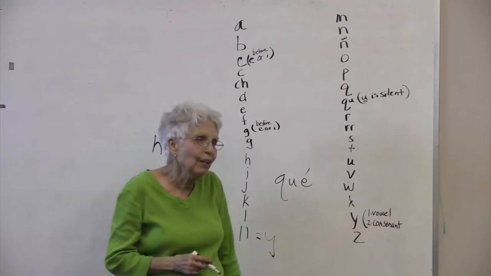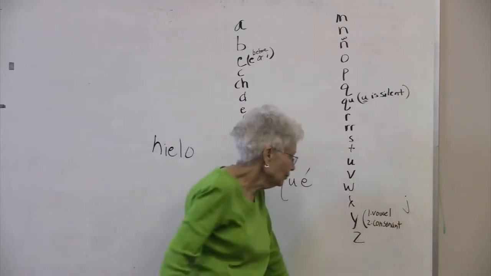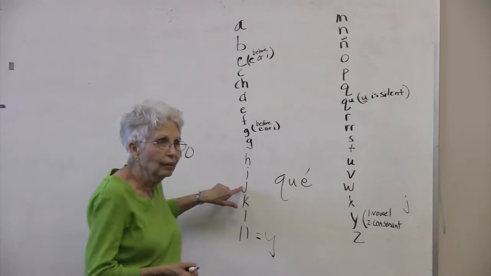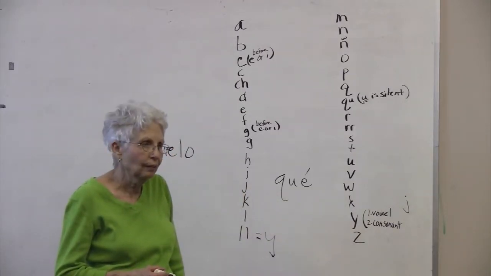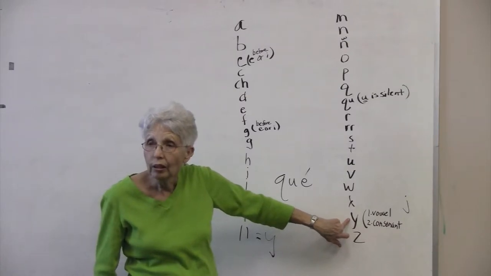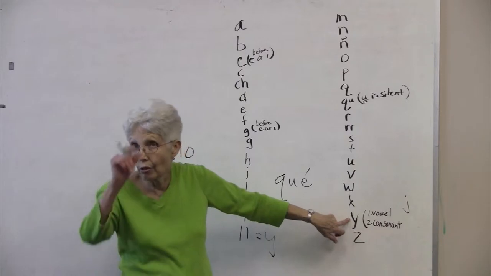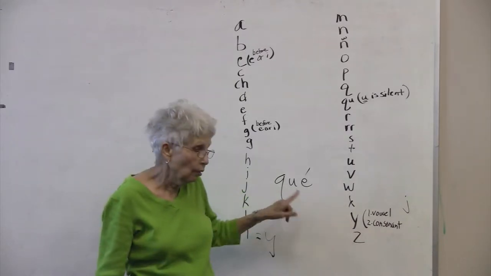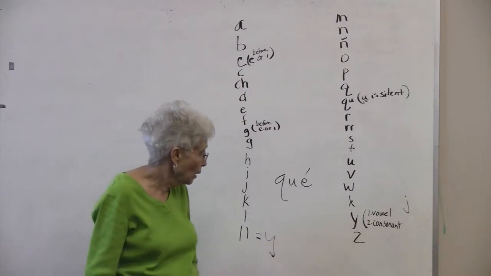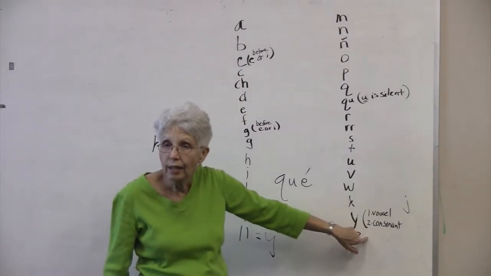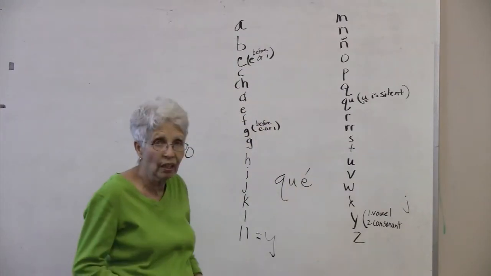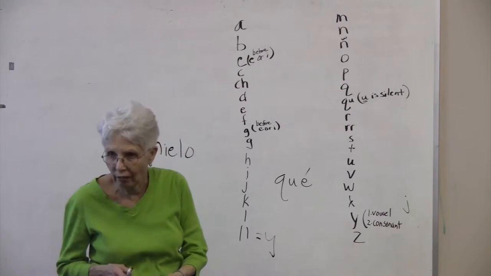X can be an X or it can be a different sound, like in Oaxaca. Spanish. Mexico. Oaxaca. Y has two sounds. It depends on whether it's a consonant or a vowel. If it's a vowel, or the word "and" all by itself, it's E, just like the vowel I. Otherwise it's like the Y that we use. And then the Z is an S. Sometimes when you hear audio files and it sounds like TH, you're hearing pronunciation from Spain.